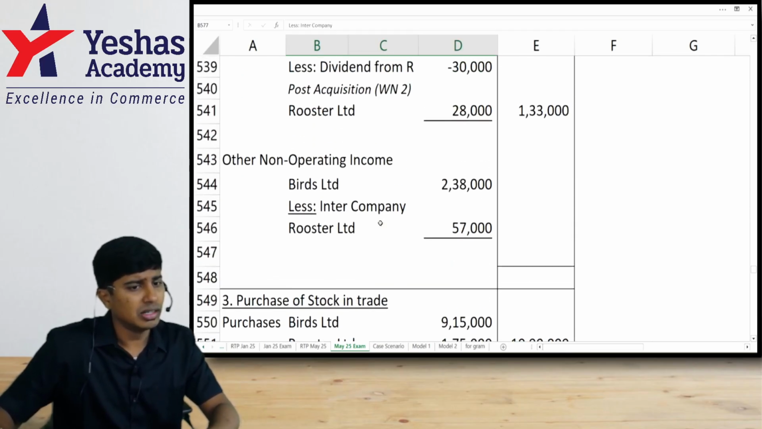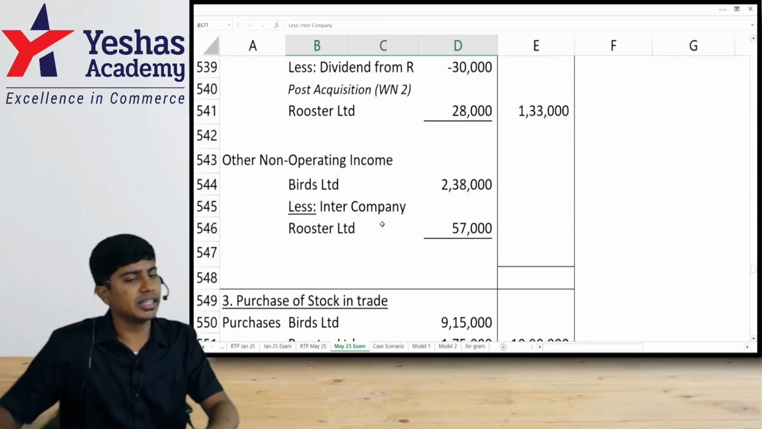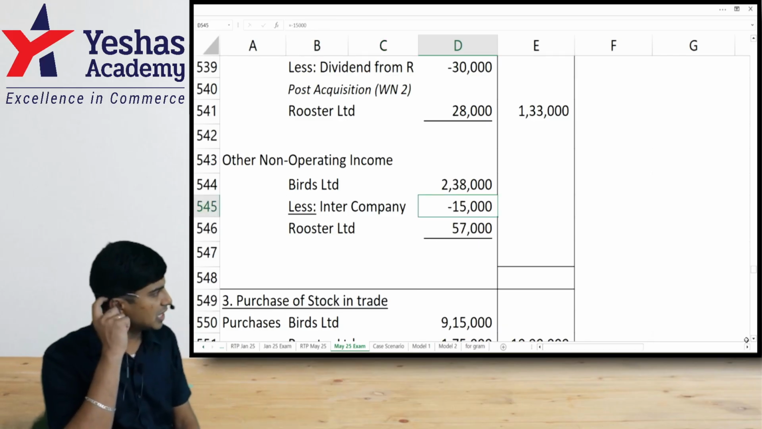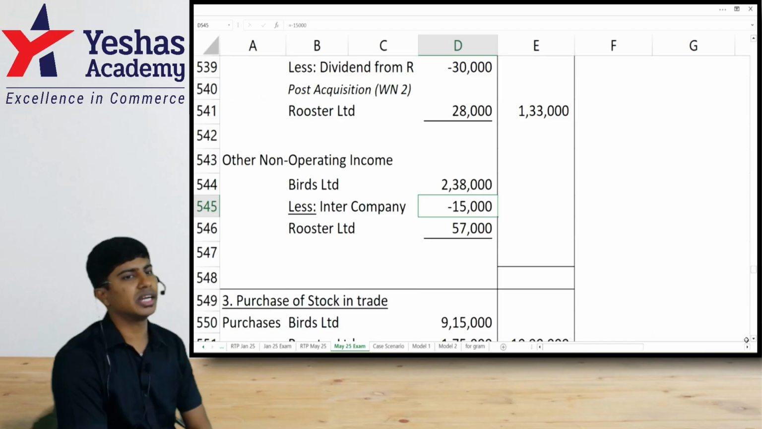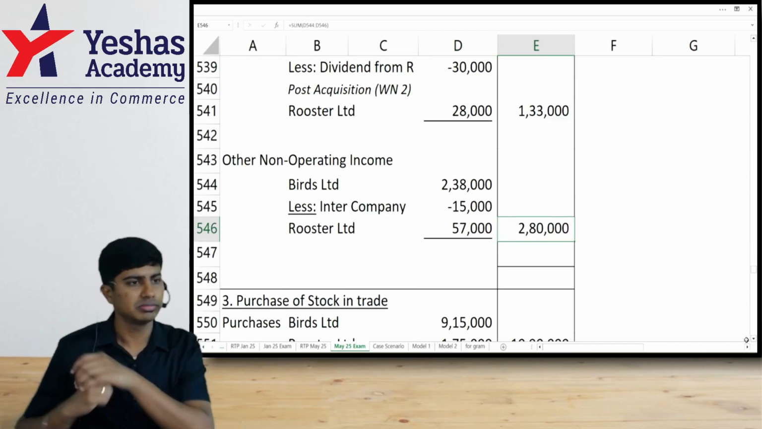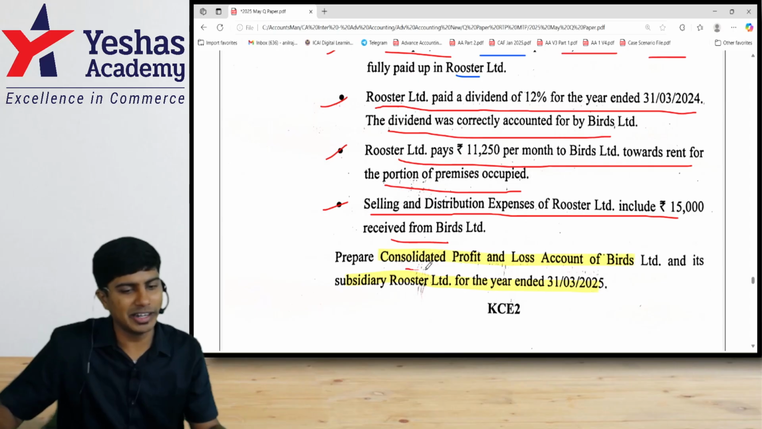Come to other income. In other income, it is not rent, it is not dividend. It is other non-operating income. I'll eliminate that 15. Do 238 minus 15, it will be 223. 223, 230, 280. 280 will be non-operating income. Done. We're done with all the four adjustments. Prepare consolidated PL. Yay, almost everything's done.